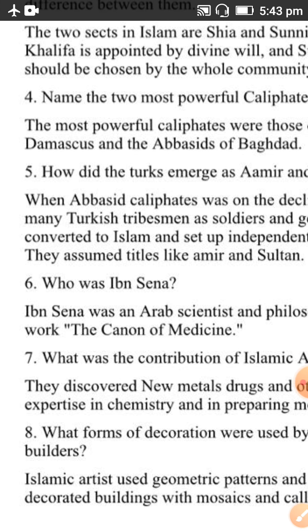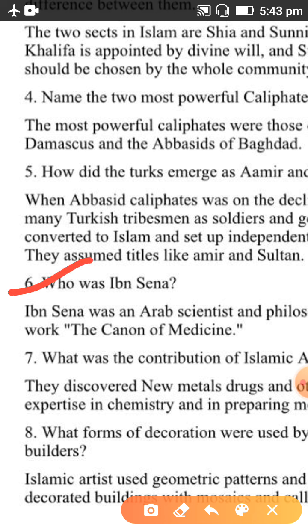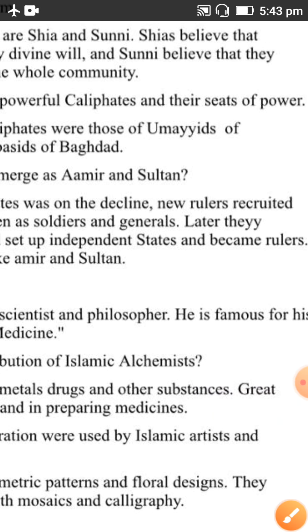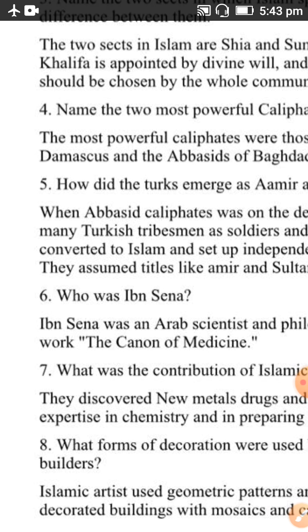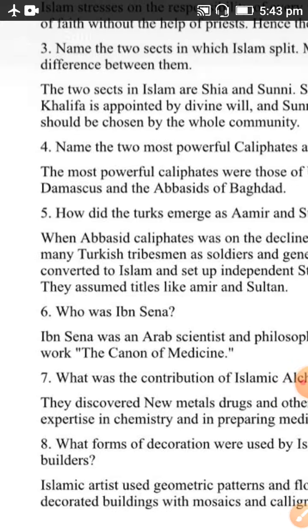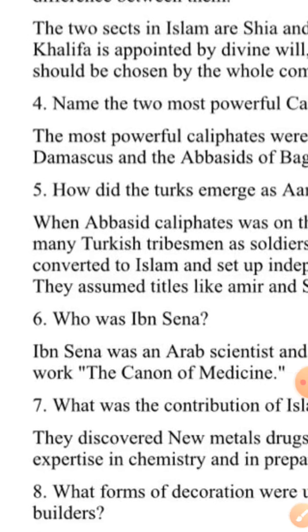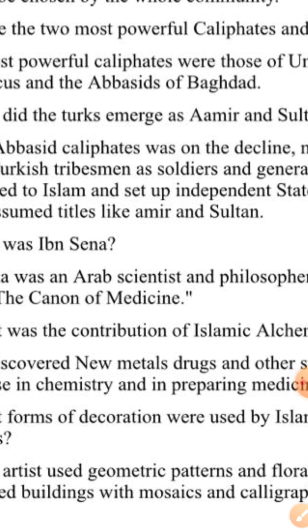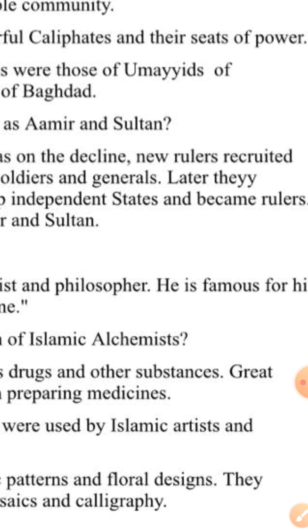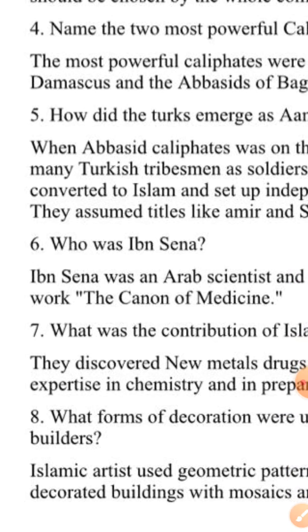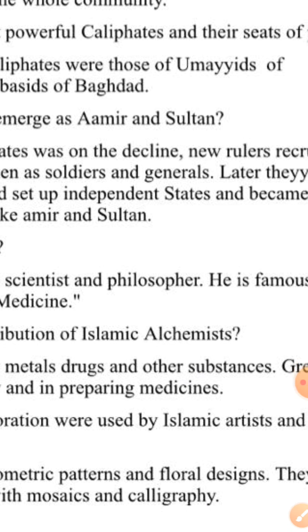Now come to question number 6. Who was Ibn Sina? The answer is, Ibn Sina was an Arabic scientist and philosopher. He is famous for his work The Canon of Medicine. Question number 7. What was the contribution of Islamic alchemists? The answer is, they discovered new metals, drugs and other substances. They had great expertise in chemistry and in preparing medicines.